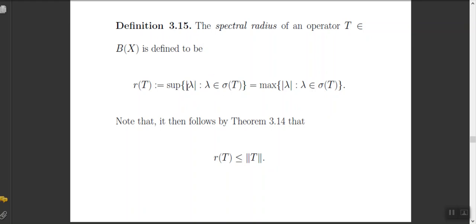So the norm of T is an upper bound for this set. So when we say supremum, what does it mean? It means the least upper bound. It means it is smaller than any upper bound including the norm of T. But the supremum of this set is the spectral radius. This is because the norm of T is an upper bound for this set. And when we say supremum, it means least upper bound, so it must be less than any upper bound including the norm of T.